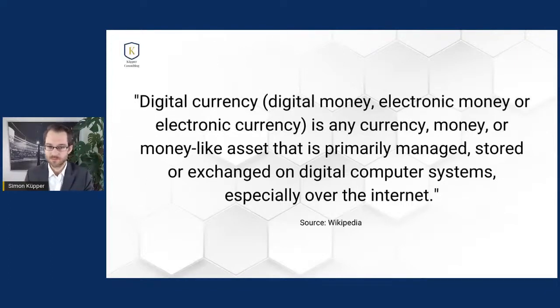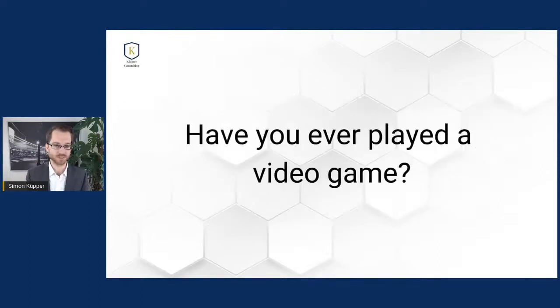When we look at what Wikipedia says about digital currencies, we can read the following: a digital currency, digital money, electronic money, or electronic currency is any currency, money, or money-like asset that is primarily managed, stored, or exchanged on digital computer systems, especially over the internet. I think that's a very broad but very specific explanation of what a digital currency actually is. No matter if you call it digital money or electronic cash, at the end of the day it's all the same.